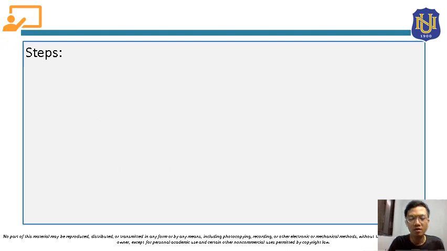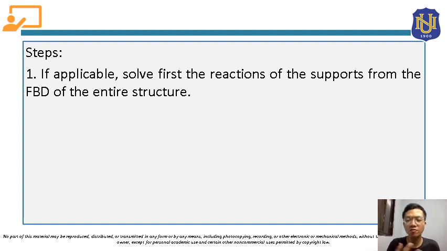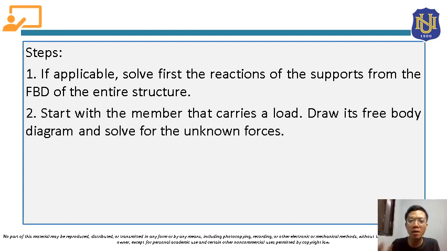So here are the steps that we are going to use for method of members. The first one, if applicable, solve first the reactions of the supports from the free body diagram of the entire structure. The second step, start with the member that carries a load. Draw its free body diagram and solve for the unknown forces. We start with the member that carries a load because when we draw the free body diagram of a member, we are going to assume the direction of the reaction forces. If you're going to assume the reaction forces, we should base our assumption on the load applied to that member.